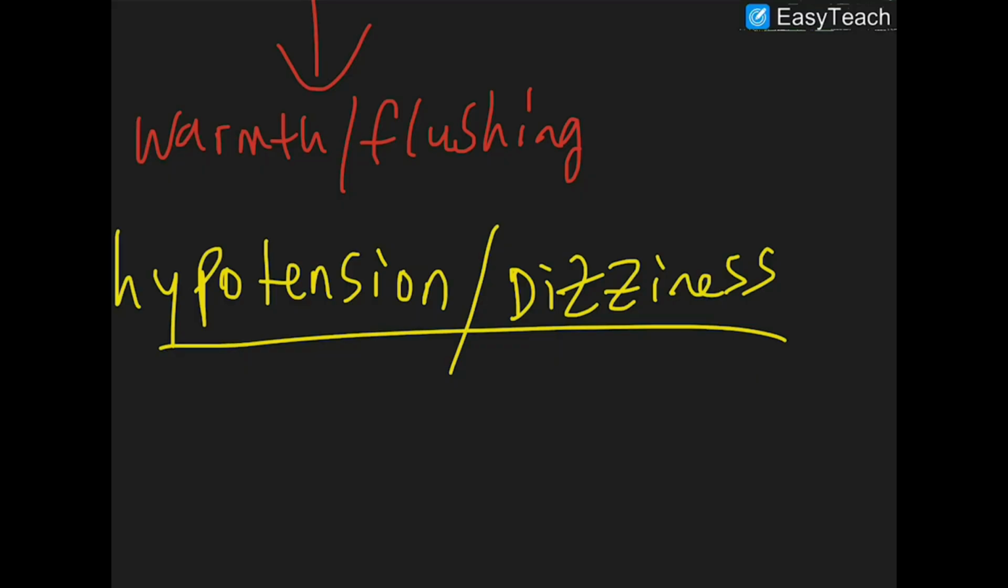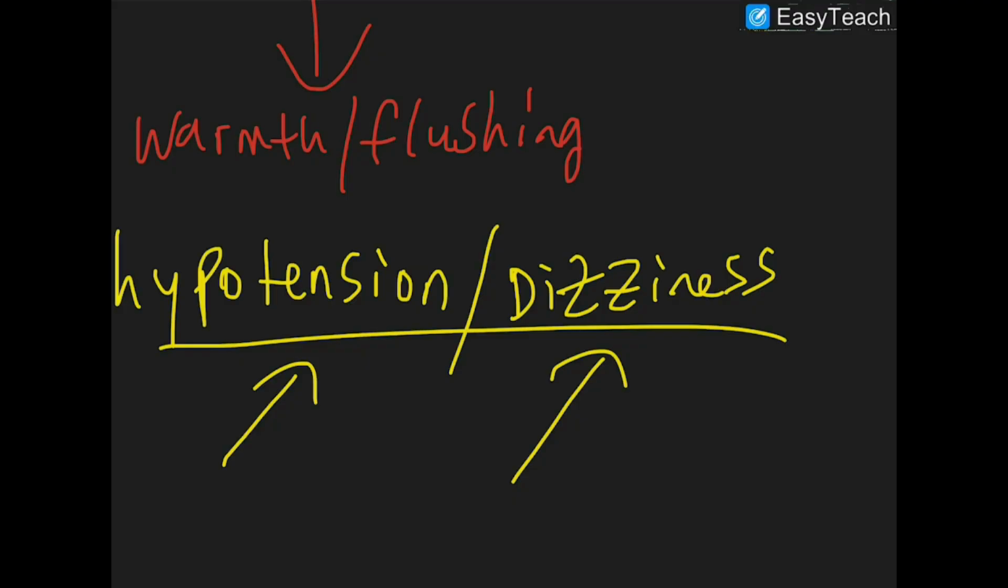And if you're pumping out less blood, then that means you're pumping less blood to the brain, which can lead to dizziness. So that's why we see hypotension and dizziness. Low blood pressure and dizziness. Because again, you're pumping out less blood, which means your cerebral perfusion can fall, which can lead to lightheadedness or syncope and dizziness. So that's definitely an adverse effect to keep in mind of nitrates.